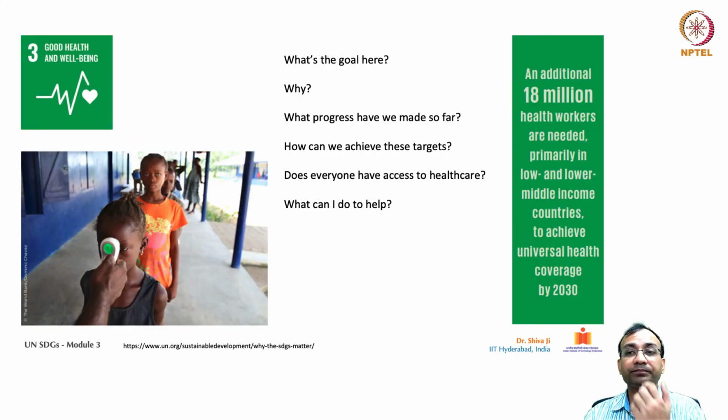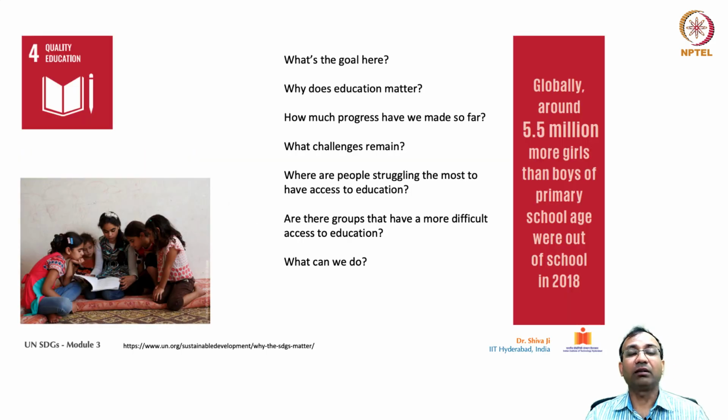The third one, good health and well-being. What progress have we made so far? Because efforts are being made for quite some time. The medical caretaking and all of this is quite old now. So how is it progressing to include every stakeholder of the society, and how can we achieve these targets? Does everyone have access to healthcare? And of course, what can I do to help?